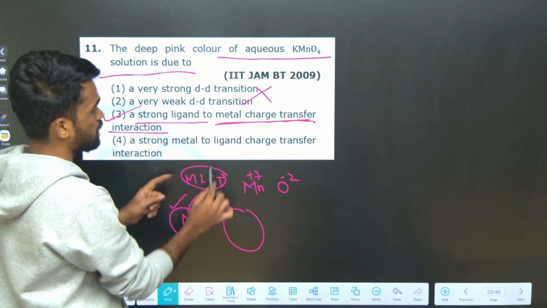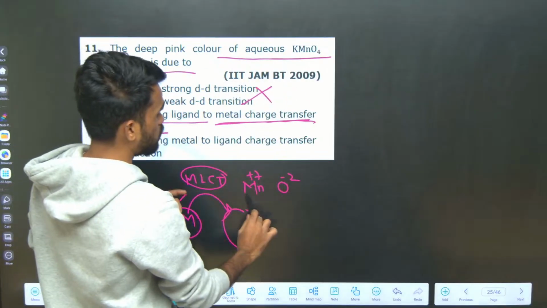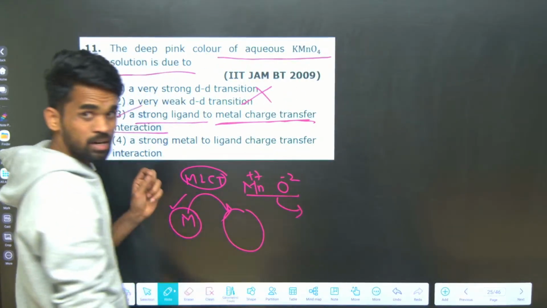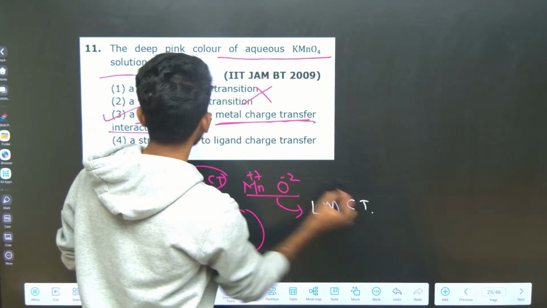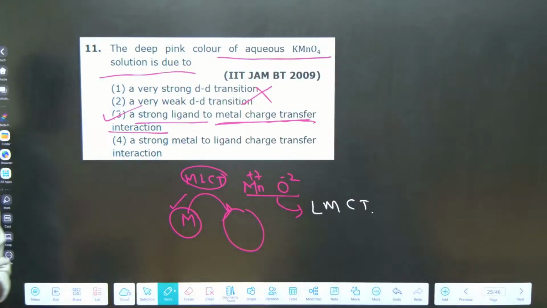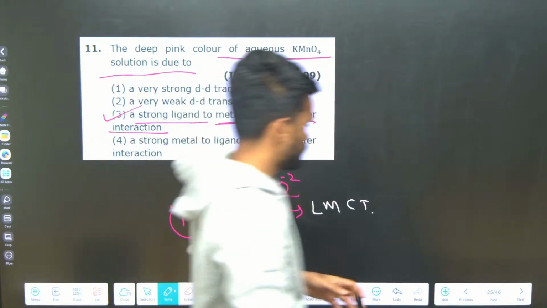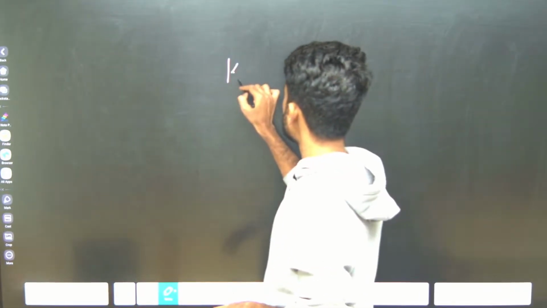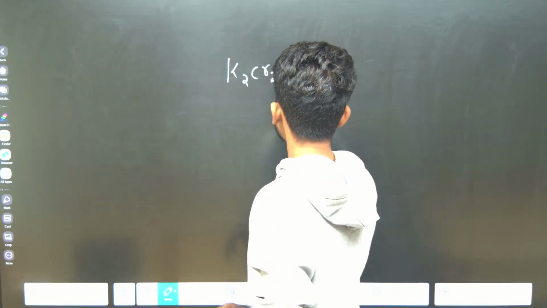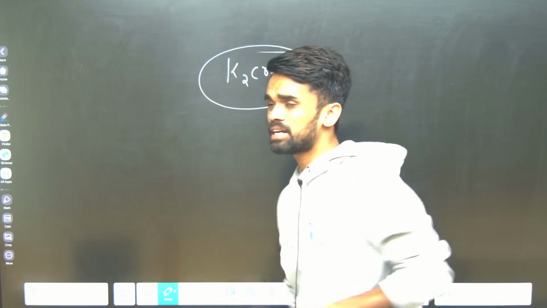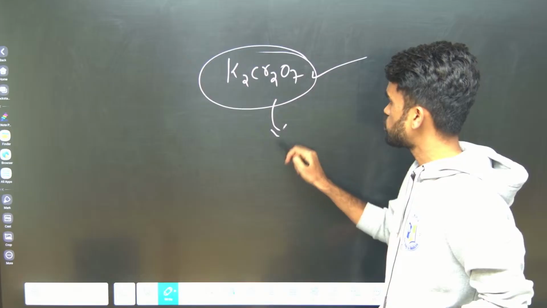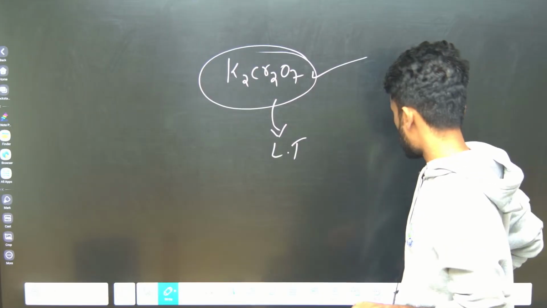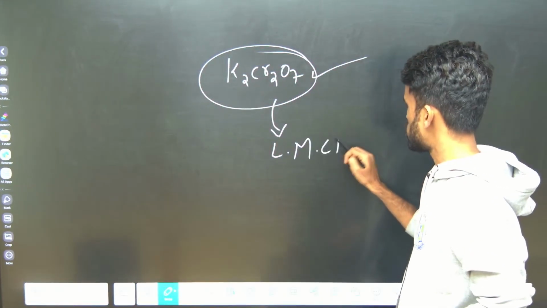But in this particular KMnO4 case, what is the reason? That is LMCT, ligand to metal charge transfer. Remember this. Next, the same story is applicable for K2Cr2O7 also, which has an orange color. What is the reason for its orange color? It is just a ligand to metal charge transfer.